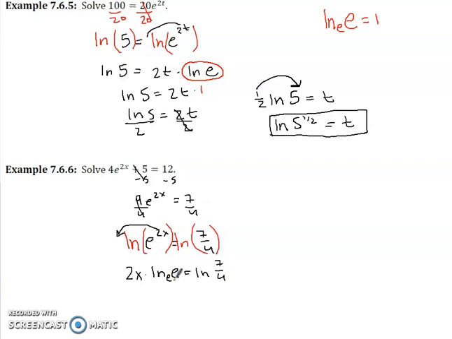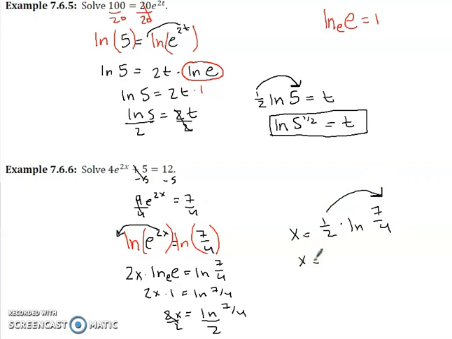And ln of e, or log base e of e, is just 1, as we talked about before. So 2x is natural log of 7/4. Divide by 2. X is equal to 1/2 times the natural log of 7/4. And we can go ahead and put that exponent back on. X is the natural log of 7/4 to the 1/2.